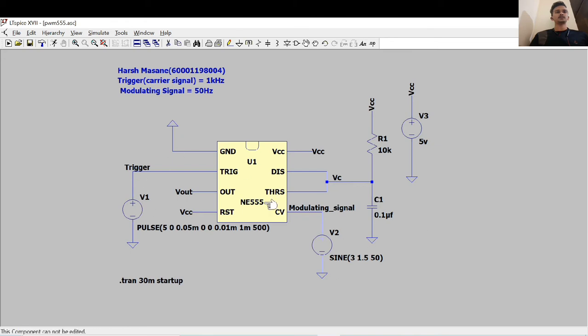Further we will take the output at the V out, here the out pin, and the discharge and threshold terminals are connected together and given to the VCC with the R1 and C1. So here R1 and C1 are the time controlling components. So now let's simulate this design and see the PWM waveforms.